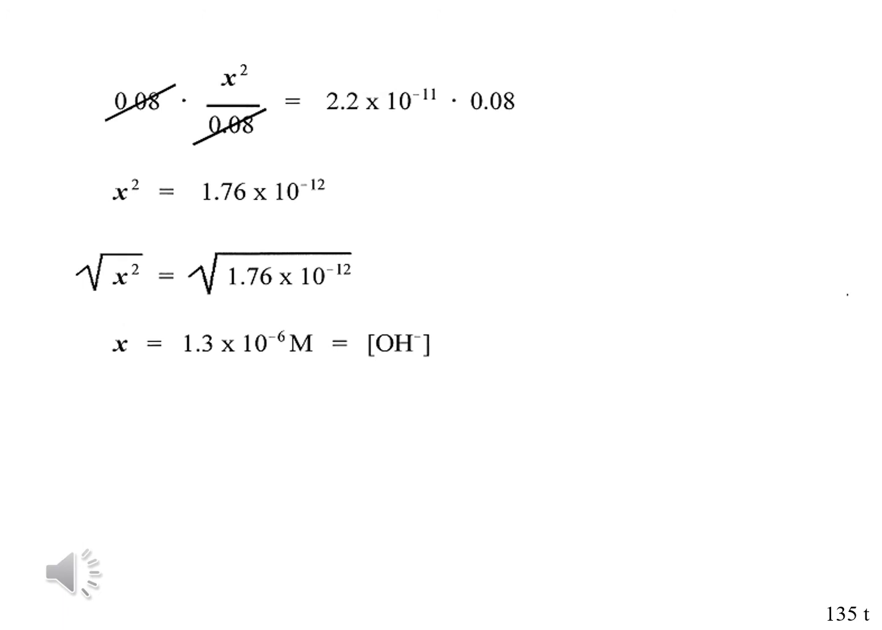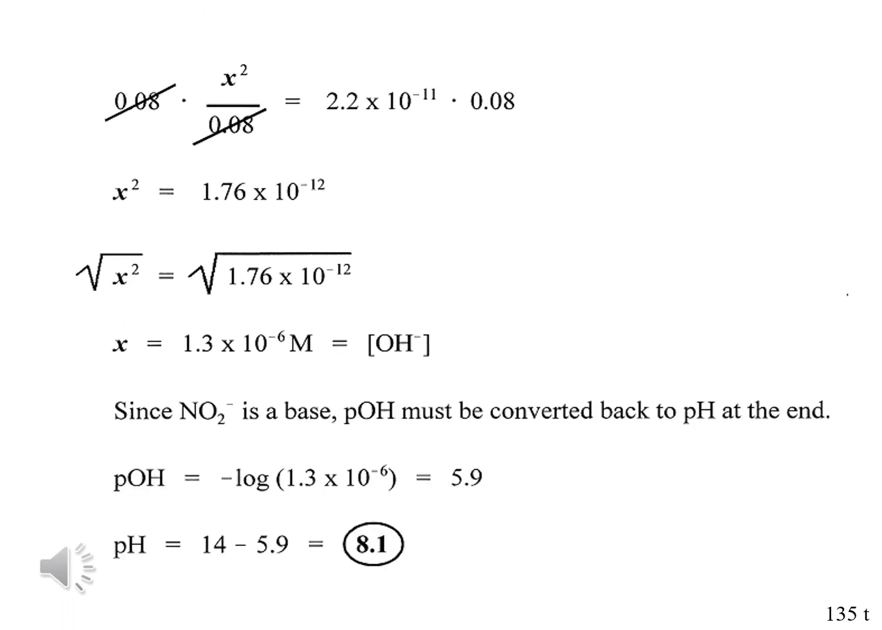And because this is a base problem, x equals OH. In a base problem, since it's OH, when you take minus the log, you actually get the pOH, so you also have to do the 14 minus step at the end. So this is a review of the fact that a weak base problem has 2 extra steps. You first of all have to get the Kb from using the 1 times 10 to the minus 14 divided by the Ka, and then at the end of the problem you also have to do the 14 minus step.